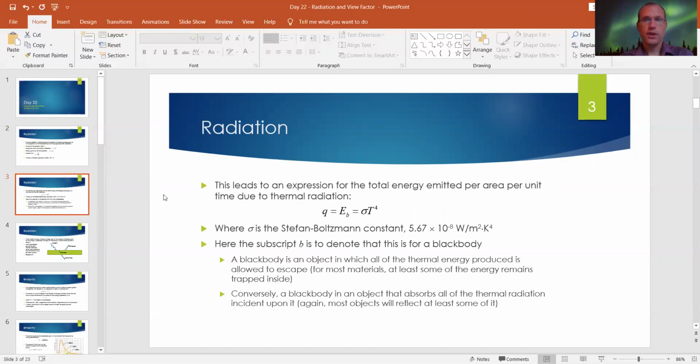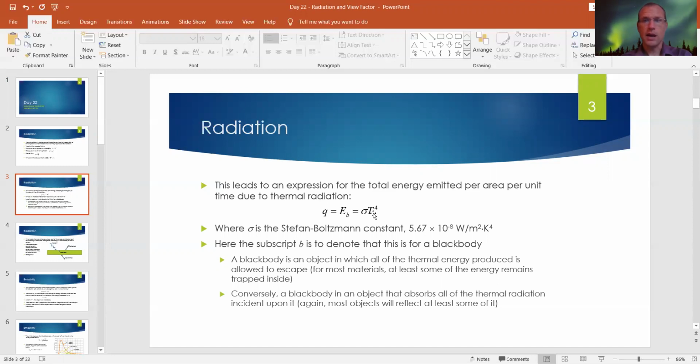For our purposes, we're dealing with the thermal part of this, the heat energy transferred. What we get for that is an expression for the total energy emitted per unit area per unit time due to this thermal radiation. So our value of Q for radiation is written as E_B a lot of times. This is basically the energy of a black body. We'll deal with that a little bit later. But my general form for Q, heat transfer, is sigma times T to the fourth, temperature to the fourth power. Make sure this is in kelvins.